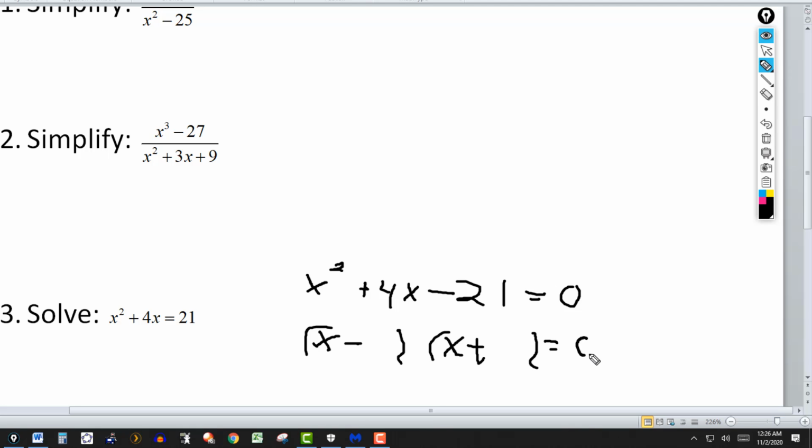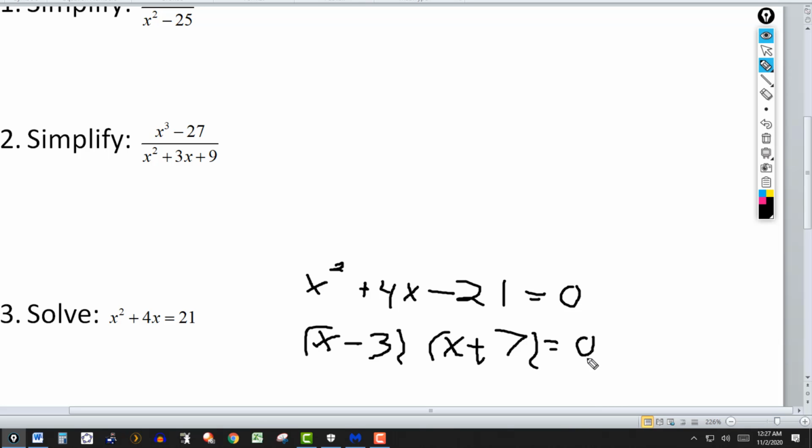And then I want to pick the combination of factors that'll give me this middle term, 4x. So it looks like 7 and 3 will work. Since I want this to come out to a positive, I put the 7 here and the 3 here, and then just kind of check it. x times x is x squared. That works out okay. 7 times a minus 3 is a negative 21. Minus 3 in x is a minus 3x. 7 times x is 7x. 7x minus 3x is 4x. That checks out. So now we have the product of two factors is equal to 0.